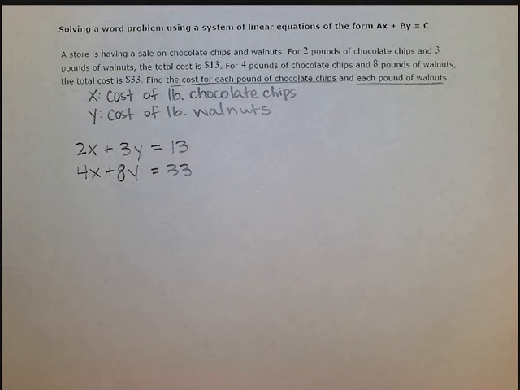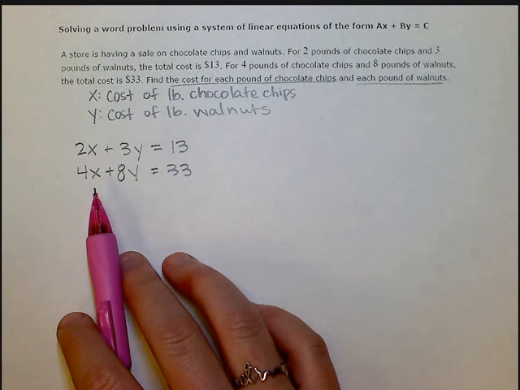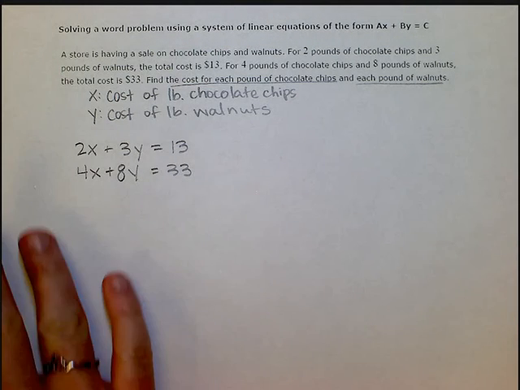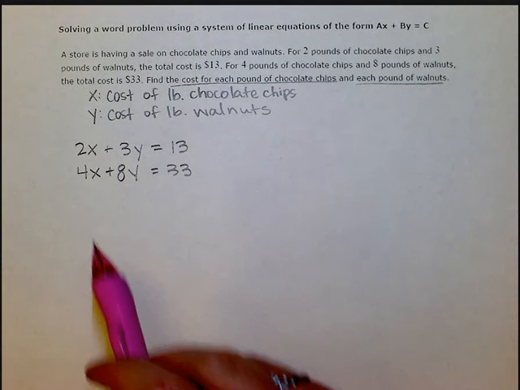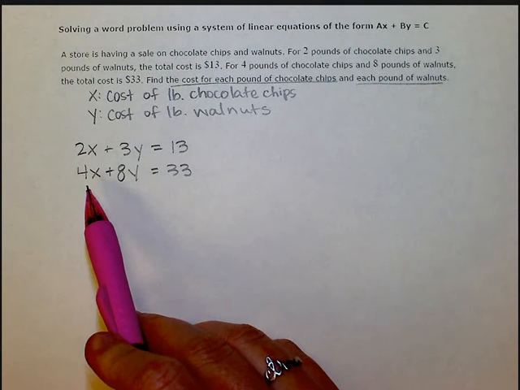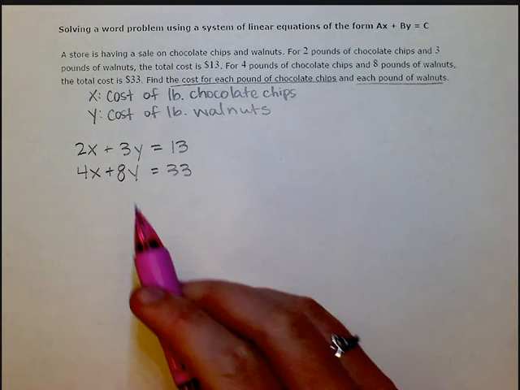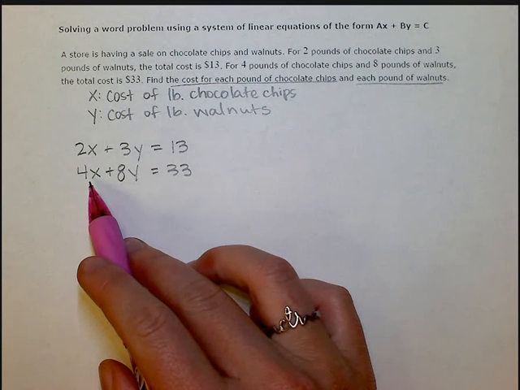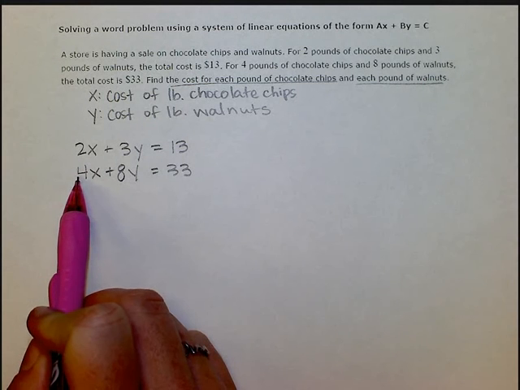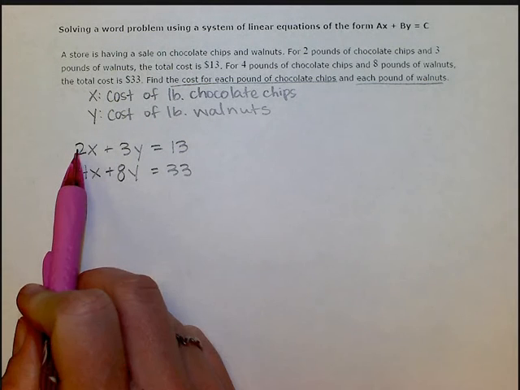Now I want to find the cost for each pound of chocolate chips and each pound of walnuts. I'm going to solve this system using the method of elimination. So I need to decide if I want x's to eliminate or if I want the y's to eliminate. Here I see that the 2 and the 4 we're going to be able to make similar to each other very easily. So I'm going to choose to eliminate the x's first, which means I need to make their coefficients the same. So here I have a 2 and here I have a 4.